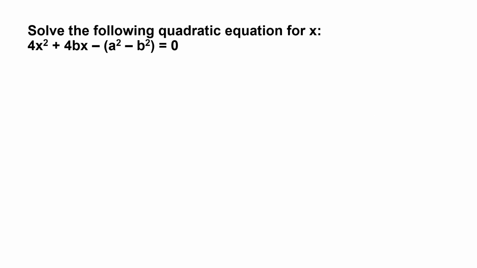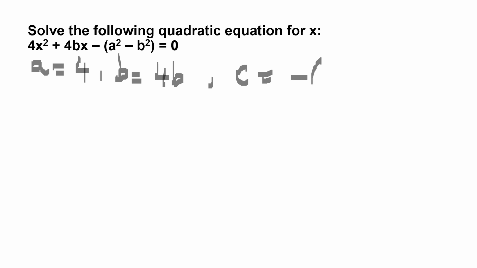Solve the following quadratic equation for x. 4x square plus 4bx minus a square minus b square equal to 0. So first step is, when you use quadratic formula, first of all we'll write down the values of a, then b. B is the coefficient of x, which is 4b, and c. C is minus a square minus b square.